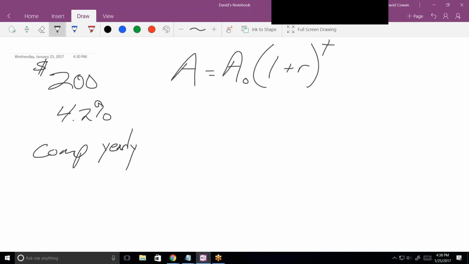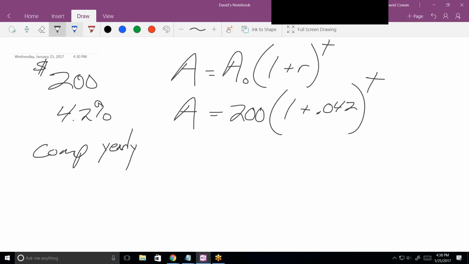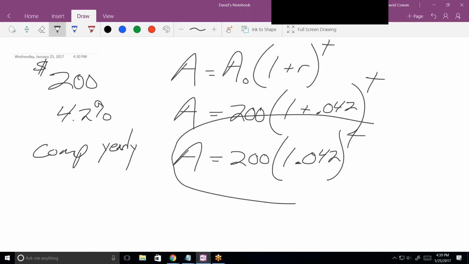Where A sub 0 is the starting amount, A is the amount sometime after that, r is the interest rate, and t is how many years. Since it's compounded yearly, we're going to let t be in years. So we get A equals 200 times 1 plus, you have to convert that percentage to a decimal. Always. And they said how long a period of time? Or they just said write the equation. Right, the exponential equation. Okay, so here's the equation. If I simplify what's inside the parentheses, I get 1.042 to the t power. So there's the equation that applies.